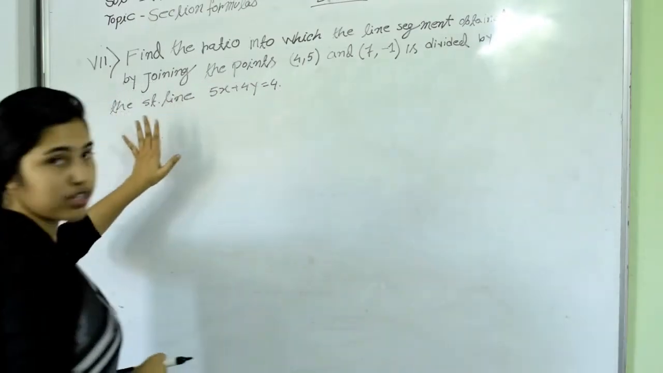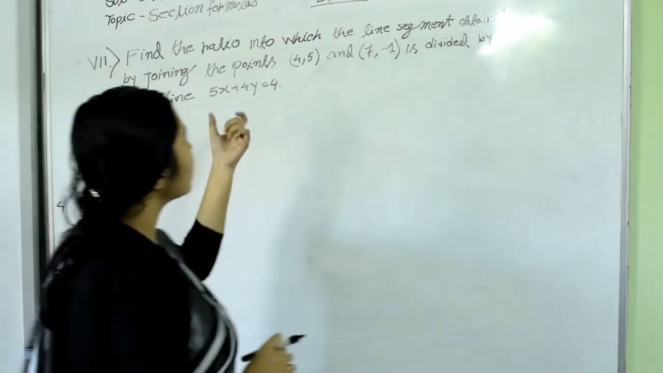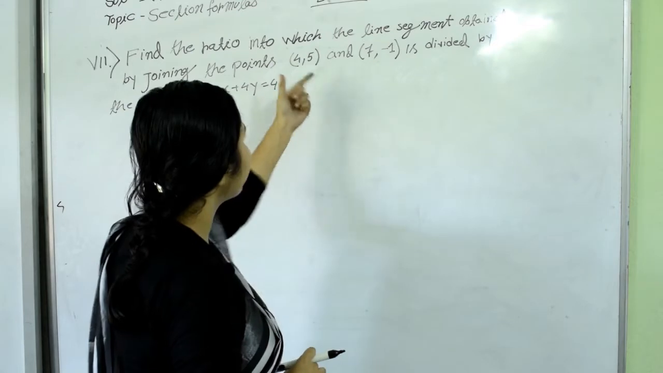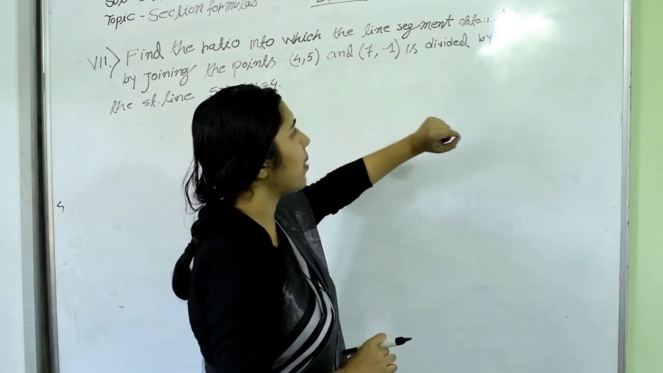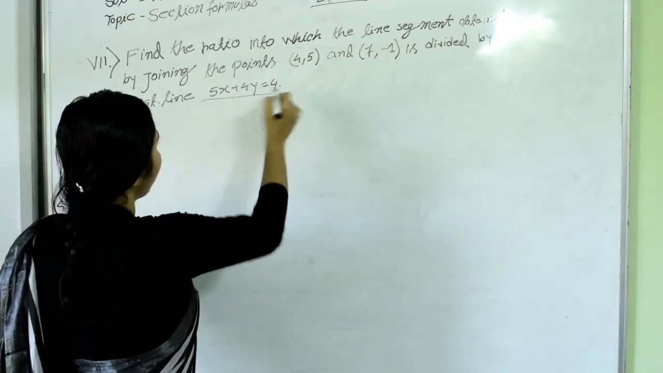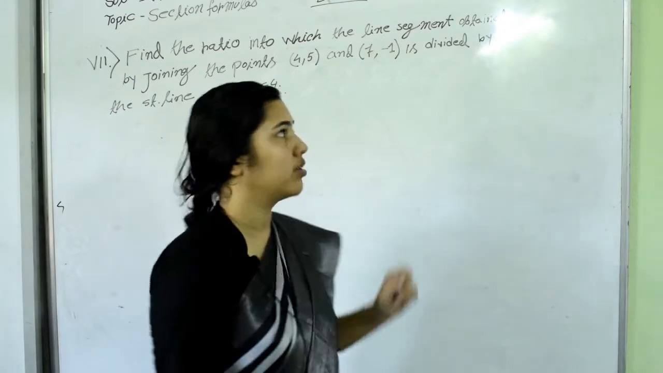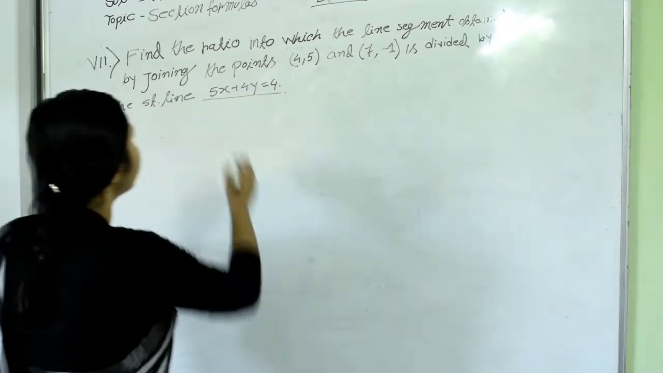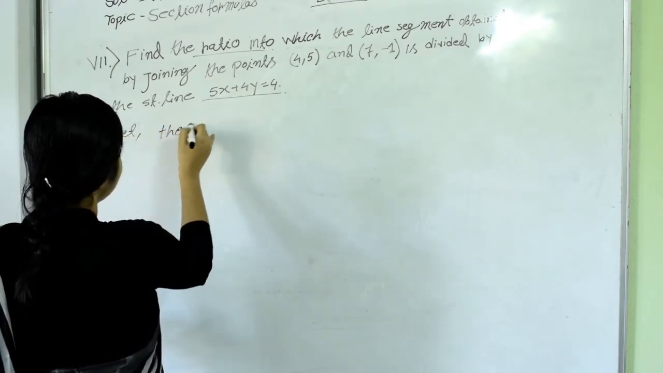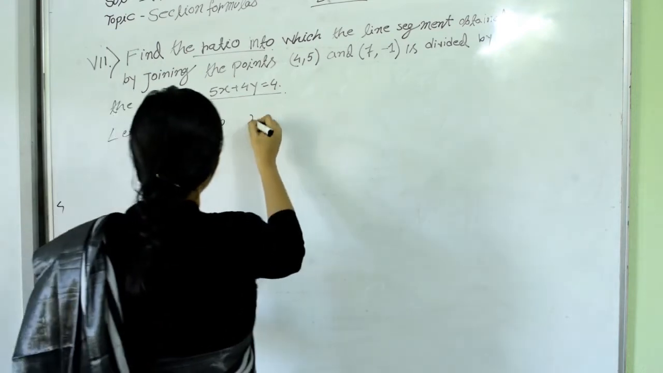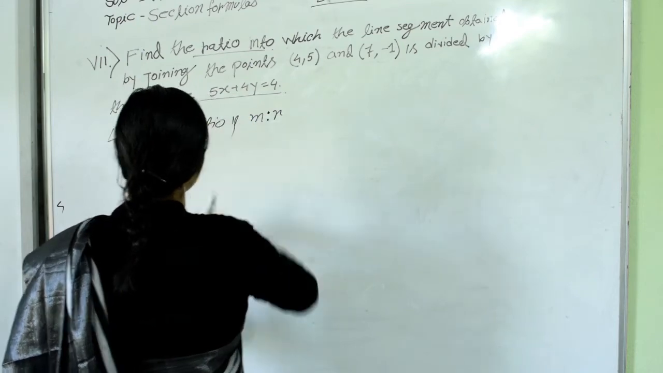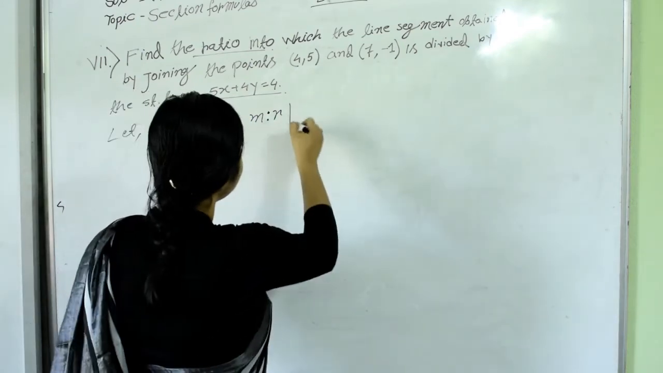So here our last question. Find the ratio into which the line segment obtained by joining the points (4, 5) and (7, -1) is divided by the straight line 5x + 4y = 4. So here we have to find the ratio. Now consider, let the ratio be m is to n, okay?